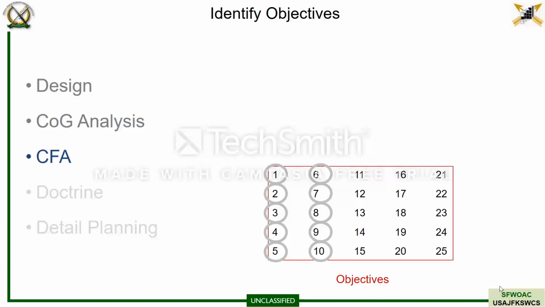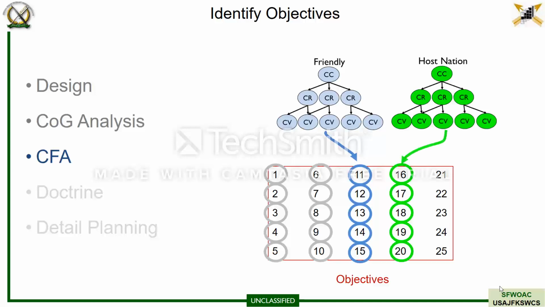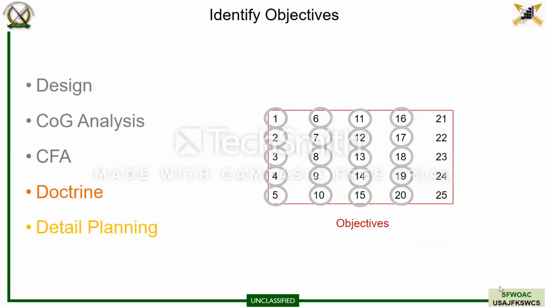Third is a critical factors analysis of friendly force, to include coalition partners and host nation. Objectives are developed to protect friendly critical vulnerabilities. Fourth is reference to doctrine to identify objectives that support best practices that may have been omitted. Fifth is to identify objectives during detailed planning when conducting COA analysis or wargaming.